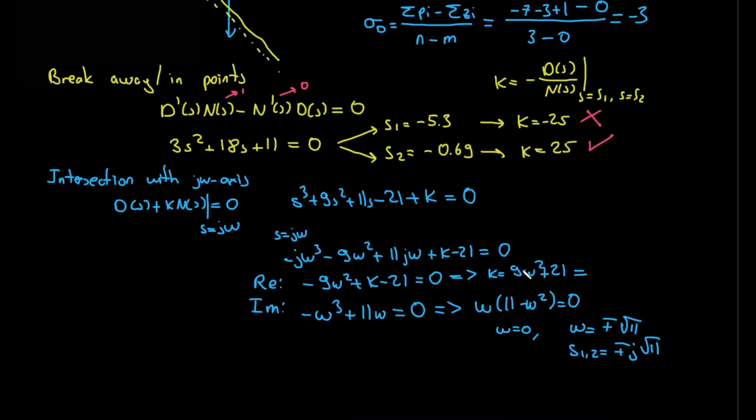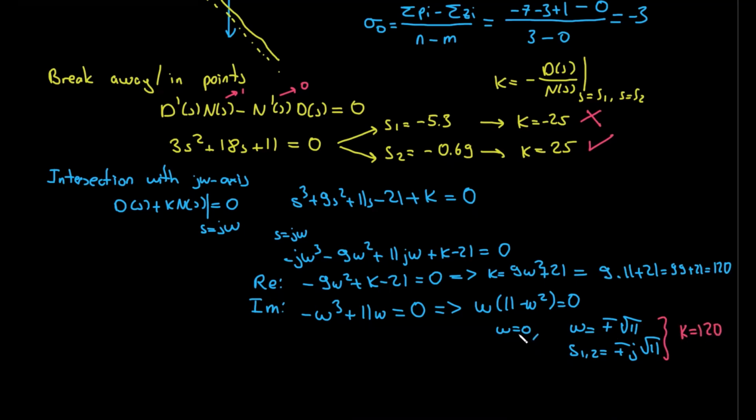So omega squared is 11, so 99 plus 21. So it's like 9 times 11 plus 21. It's equal to 99 plus 21. That is equal to 120. Okay, so let me write down the corresponding k values over here. So for these locations, k is equal to 120.